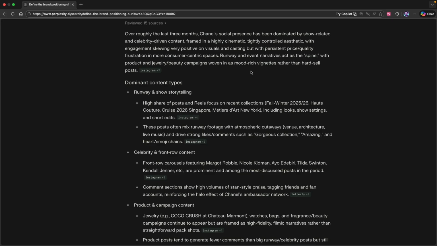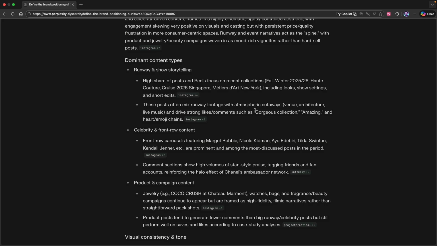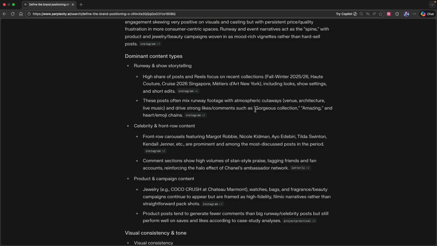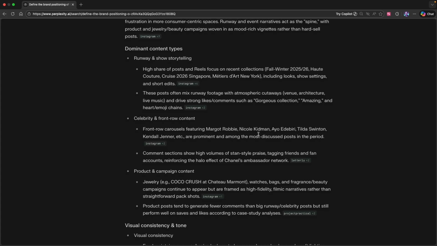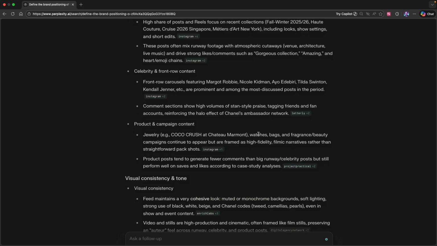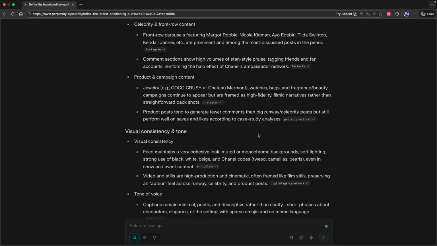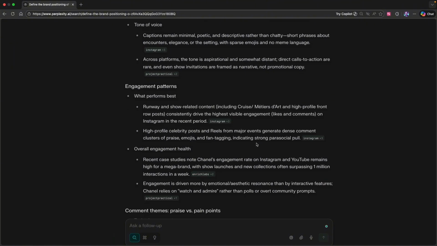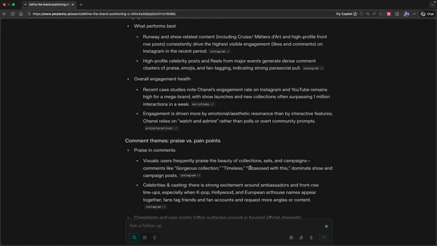Now let's look at the engagement on the surface. It is growing. The AI mentions stand-out style driven by celebrities like Margot Robbie or K-pop stars. This is the halo effect working perfectly. People are commenting "gorgeous" and "obsessed." Visually, the brand is winning. The aura is intact.